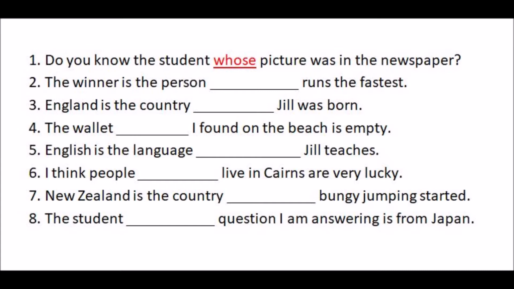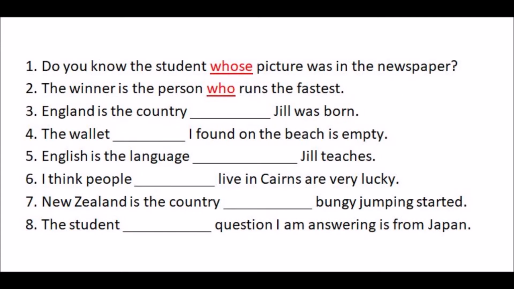Number 2, the winner is the person who runs the fastest. And the answer is, the winner is the person who runs the fastest. Who, because we're talking about a person.